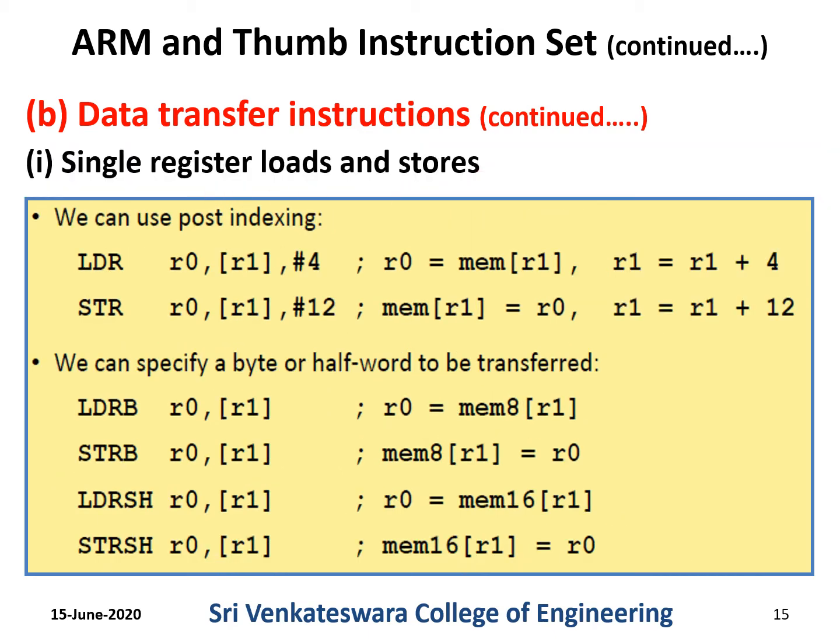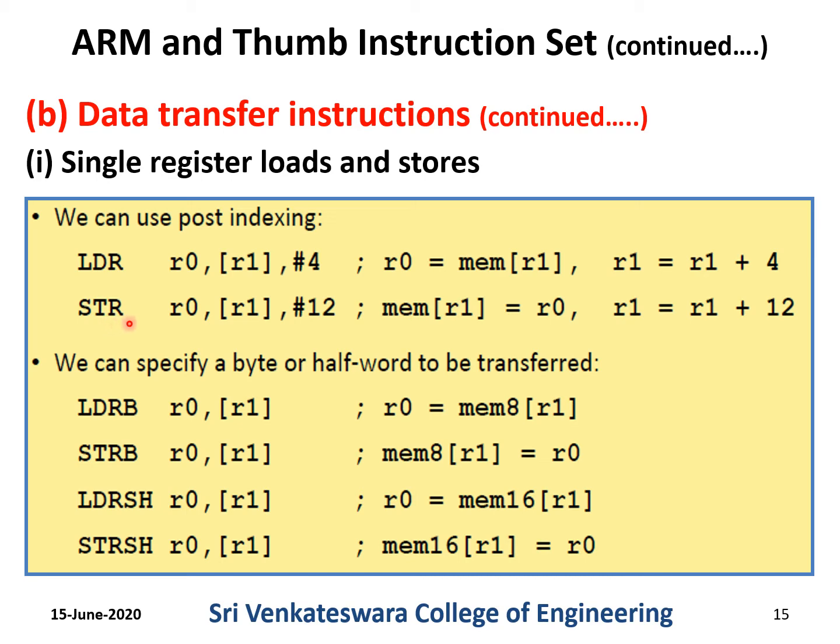Single register load and store instructions can also be used along with post indexing. Here a few examples are given. LDR R0, [R1], #4 will load the data present in the memory location pointed to by R1 into the register R0, and after that the memory address is incremented by 4. So after the execution of this instruction, the register R1 will have a value which is incremented by 4.